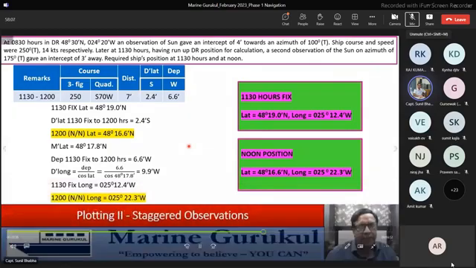Just to summarize and to draw your attention, please be careful on taking a call as to which point needs to be transferred.